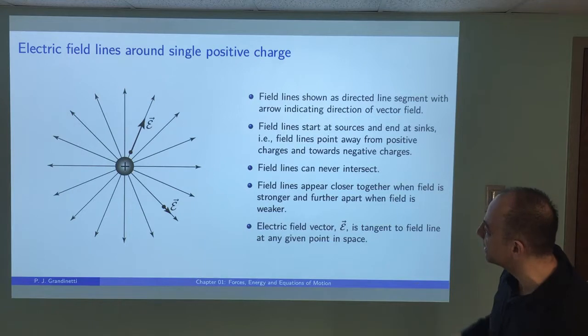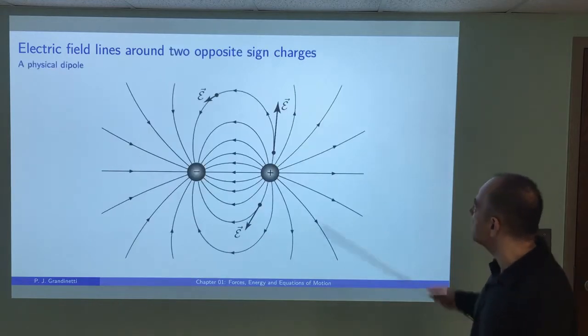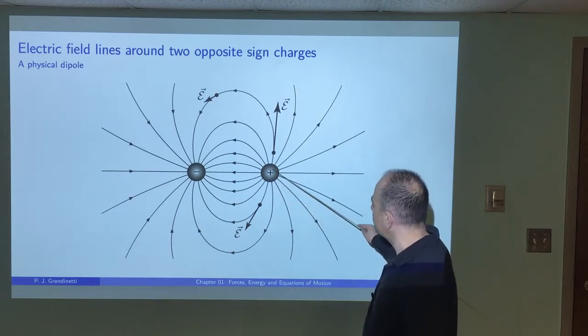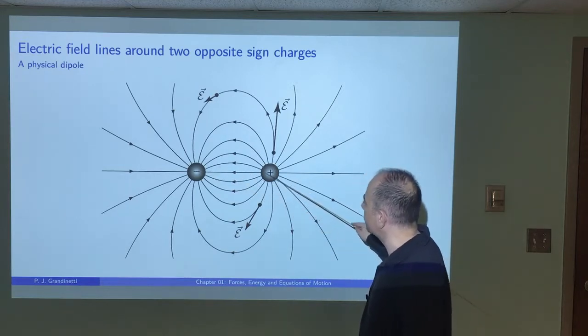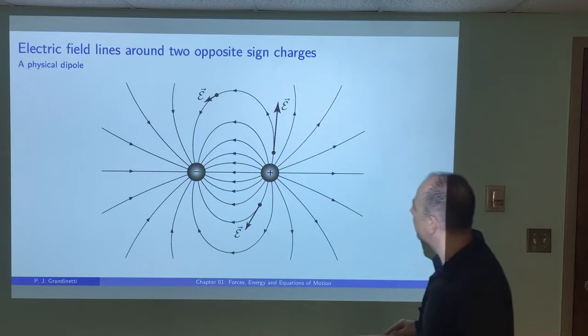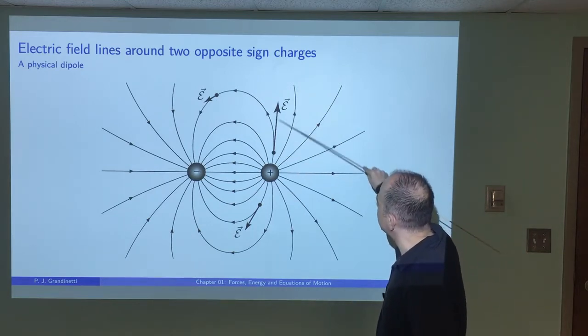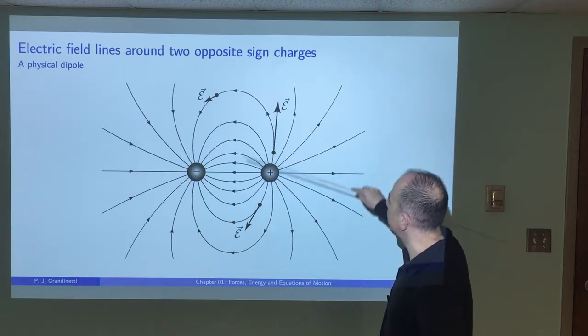They're less dense. Here's an example of a physical dipole. So here you see the source and the sink. The lines are emanating from the source and they're ending on the sink. And we see that the electric field at any point in space is the tangent of the line. So at this point, the tangent of that line is the electric field.